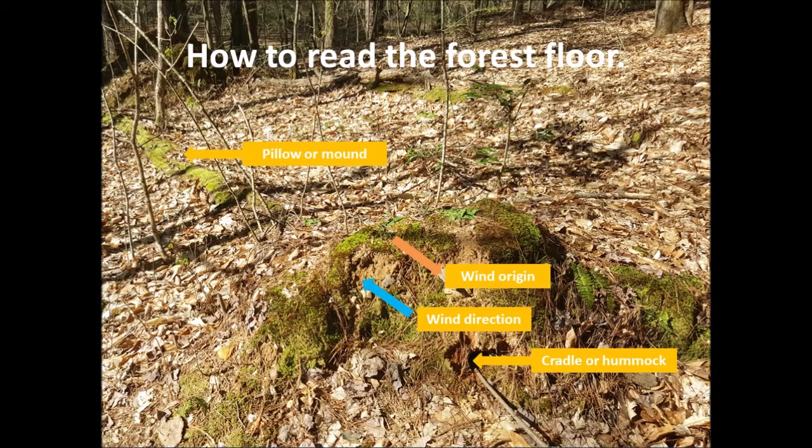So if the tree is blown down like this, you'll know that the wind has come from west-southwest. So the arrows there are showing the wind origin, in other words, the direction from which the wind is coming, and then the wind direction in which it is blowing.